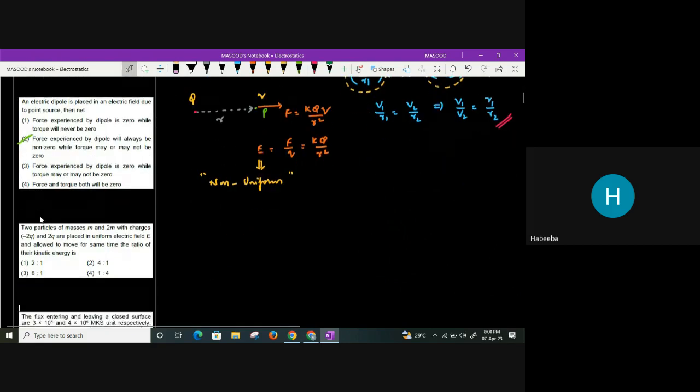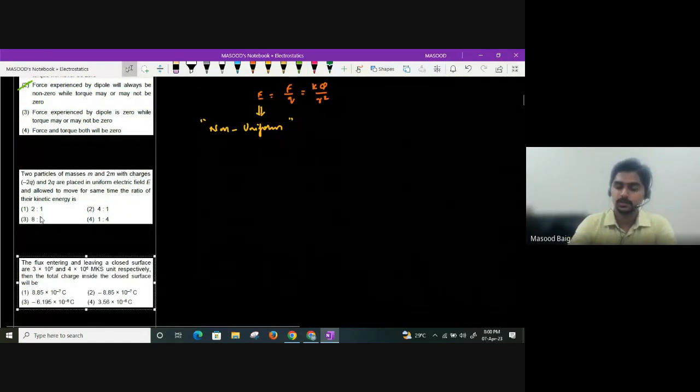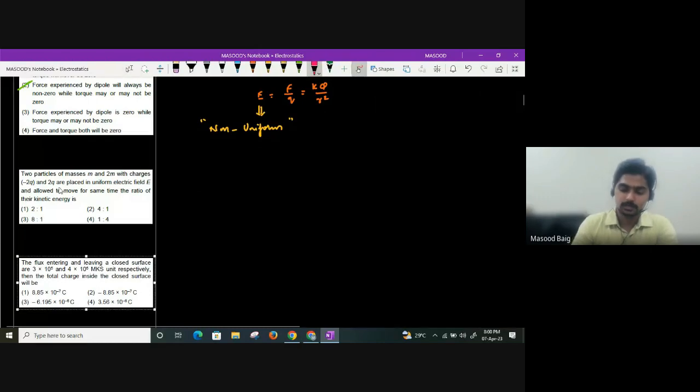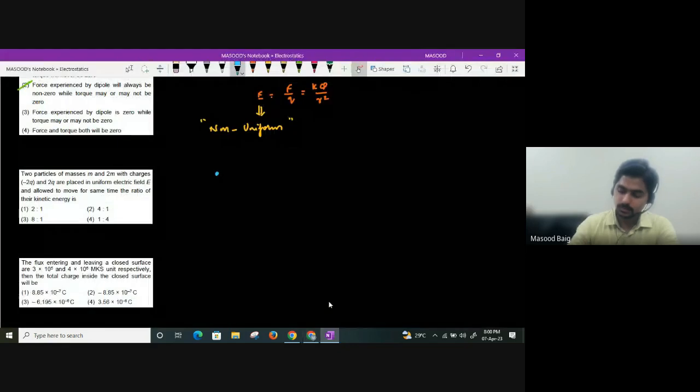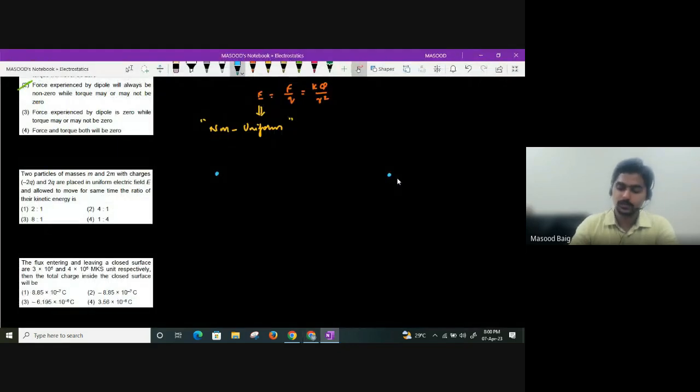See next question. Two particles of mass m and 2m with charges minus 2q and 2q are placed in a uniform electric field and allowed to move for the same time. The ratio of their kinetic energy is asked. Okay. Same again, we have two particles, guys. This is one of the particles. In the same manner, we have this one as another particle.